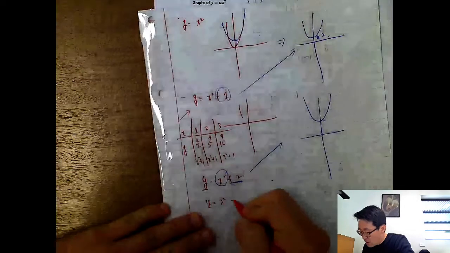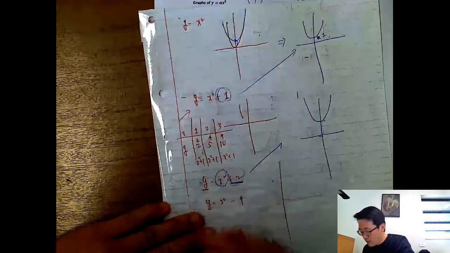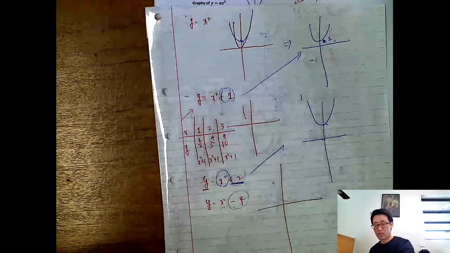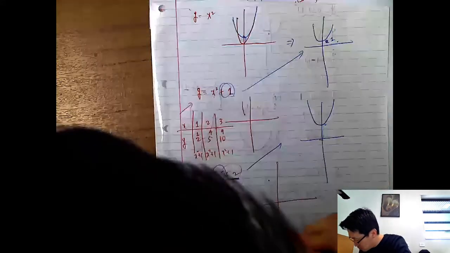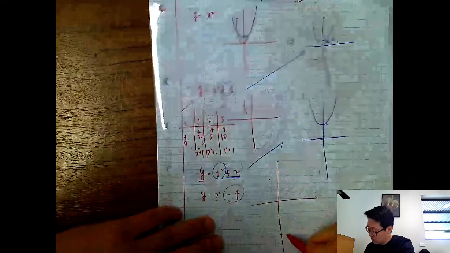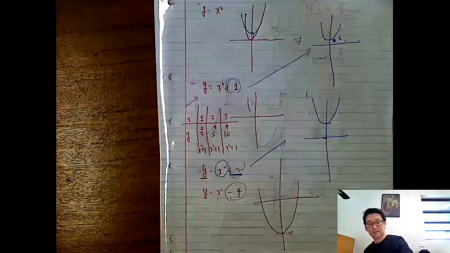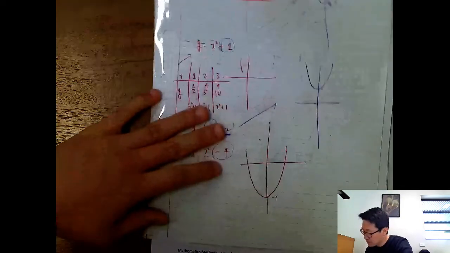Good. What about y equals x squared minus 4? The y value is the same as x squared, but moved how much? Minus 4. In this case, it just goes all the way down: minus 1, minus 2, minus 3, minus 4. So they look like this. I hope you're confident now drawing this one.